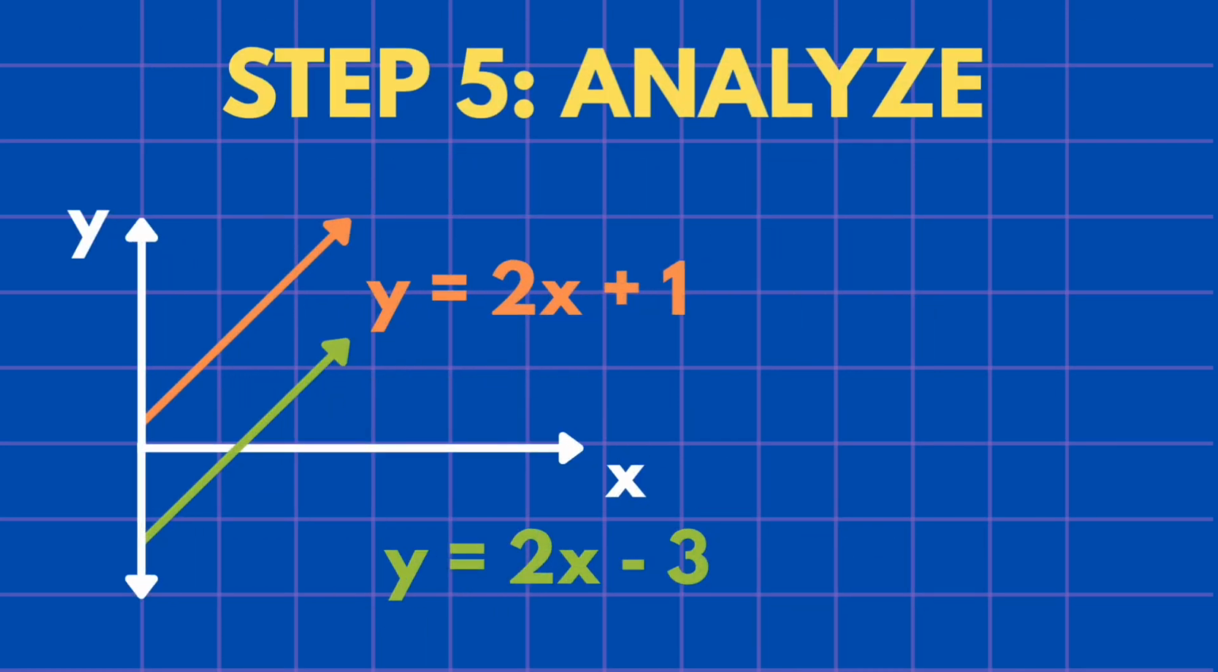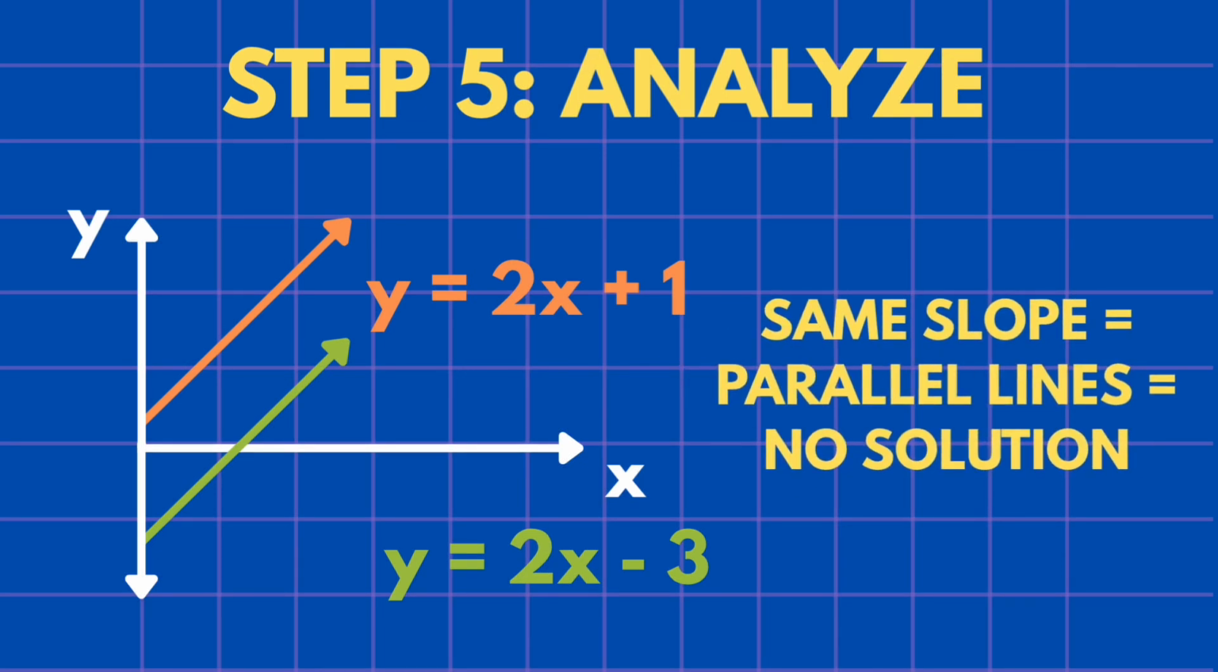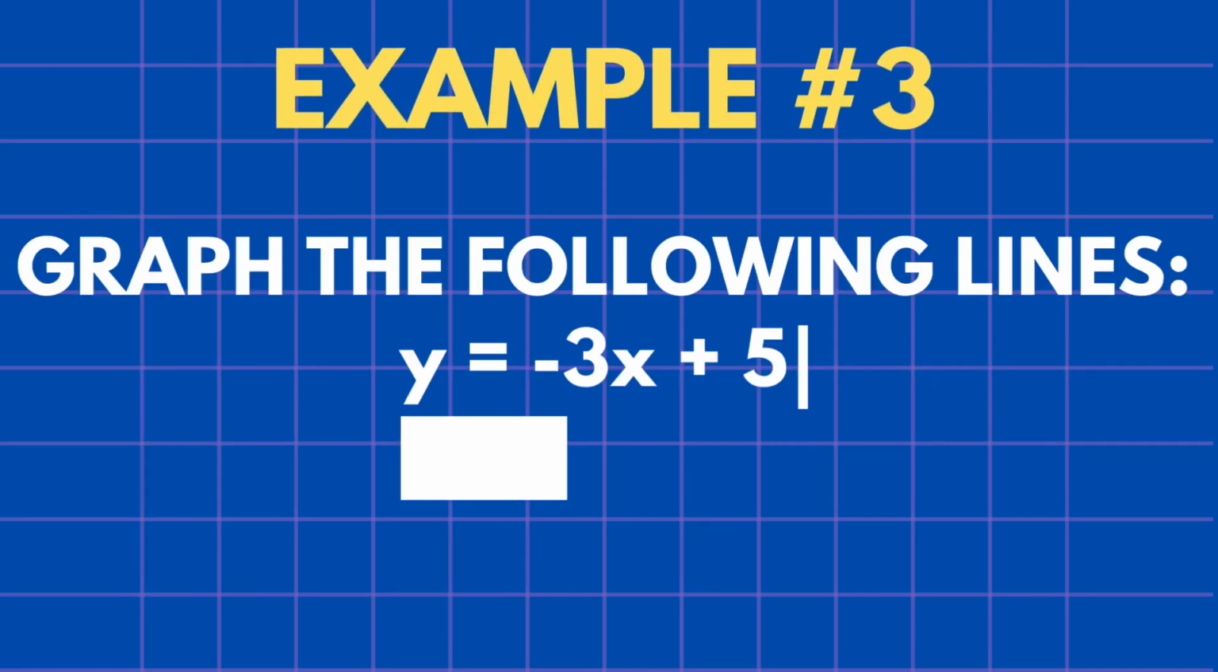Based on our graph, we can see that the lines never meet. These lines have identical slopes, so they're parallel. Since they never intersect, there is no solution. Let's look at our last example.